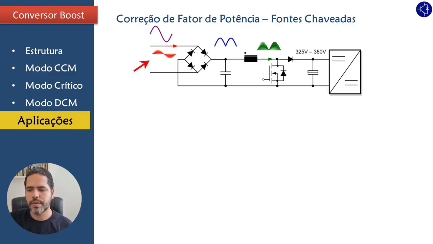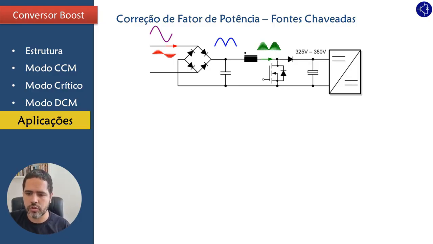Alright, and obviously it's a boost converter, right? So that means the output voltage of this converter has to be higher than the input voltage. Normally, these converters operate with an output voltage in the range of, say, 300 something to 400 volts, alright? Then I have the switched mode power supply itself, right? A flyback converter, a half bridge, or something like that, which will then power the loads of this supply, okay?